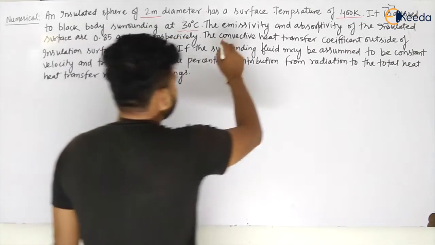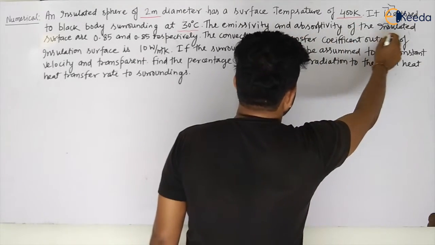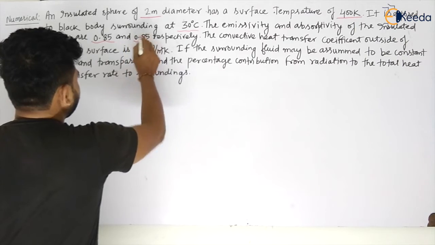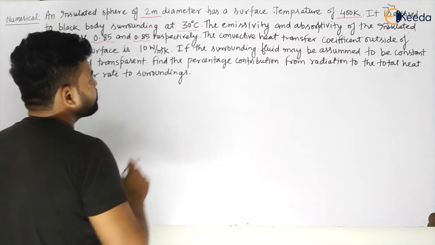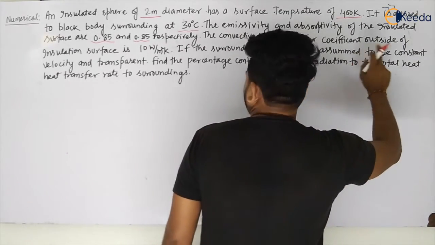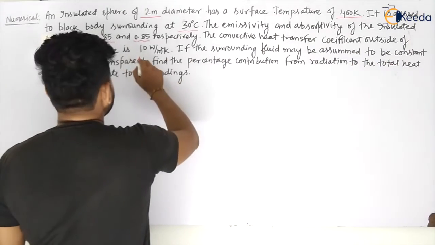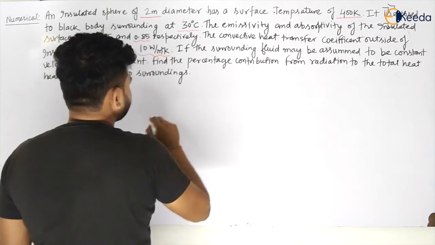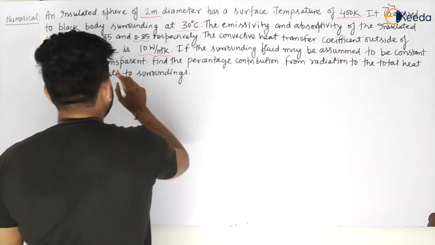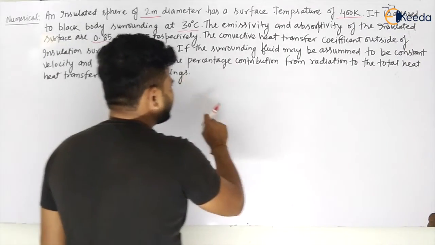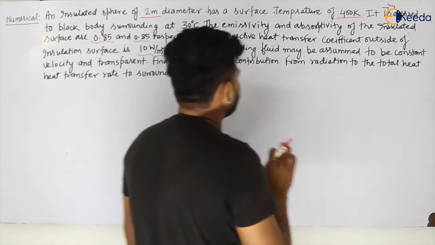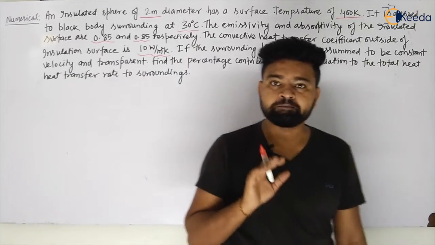Okay, the emissivities and absorptivities of the insulated surface are 0.85 and 0.85 respectively. Okay, the convective heat transfer coefficient outside of the insulation surface is 10 watt per meter square Kelvin. If the surrounding fluid may be assumed to be constant velocity and transparent, find the percentage contribution from radiation to the total heat transfer rate to the surrounding, my dear students. Total heat transfer rate to the surrounding.